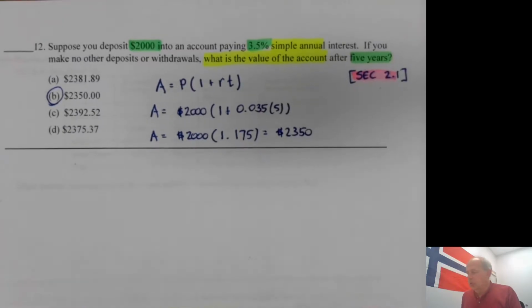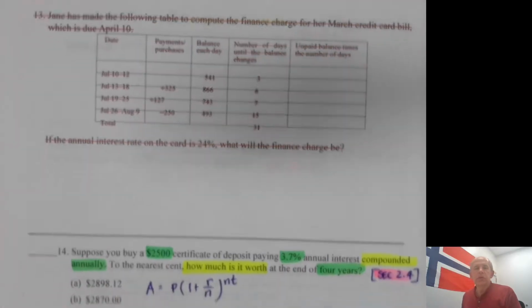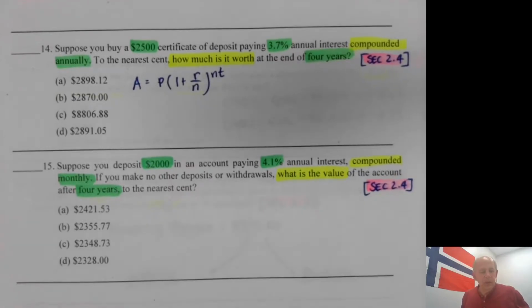So that's how we're going to break these problems down. See what I mean with the next one. I'm going to skip over question 13. Let's scoot on down to question 14. So here are all the highlighted values.